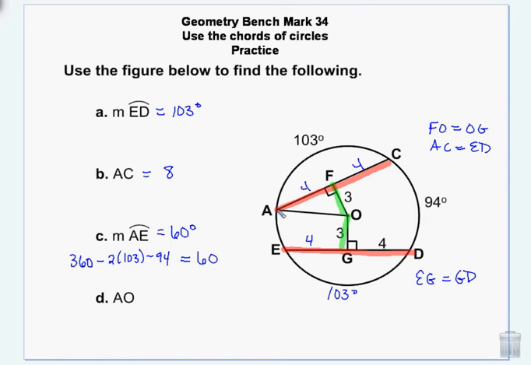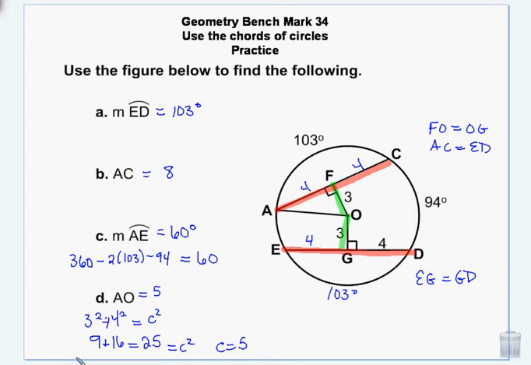And then AO, I have a right triangle. So 3 squared plus 4 squared equals C squared, because that's my hypotenuse. So 9 plus 16, which is 25, is equal to C squared. So C is 5, so the length of AO is 5.